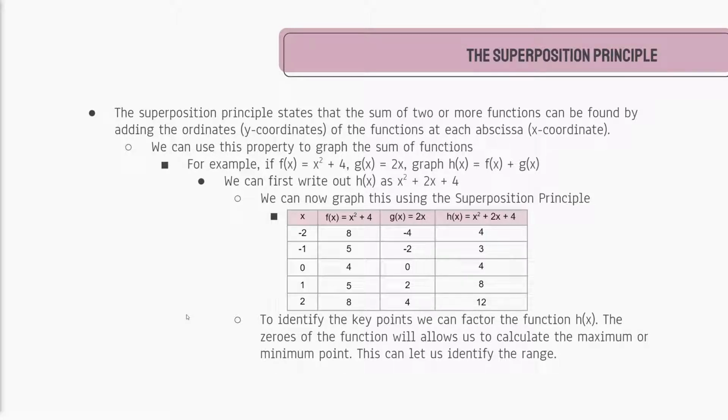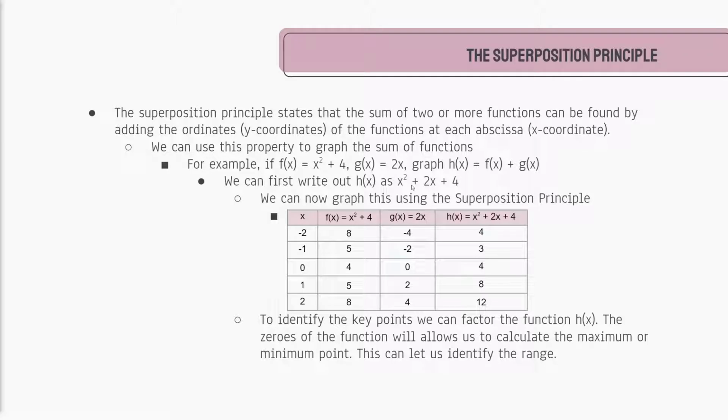First, let's look at two very simple ones. For example, if we had f of x equals x squared plus 4 and g of x equals 2x, the question is asking us to graph h of x. First, we write out what h of x equals. We just substitute these two values in, so we get x squared plus 4 plus 2x, and then I rearranged it into our familiar quadratic standard form. So there it is. From here, you might want to actually graph it.